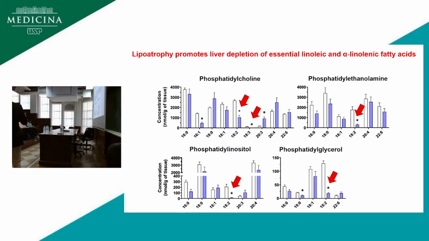And what is interesting about this is this depletion of essential fatty acids occurs even in these mice that are hyperphagic, they are eating more than their counterparts. So this indicates to us that somehow these mice are using these fatty acids, and we still don't know yet how they are using these essential fatty acids, or preferentially using these fatty acids.